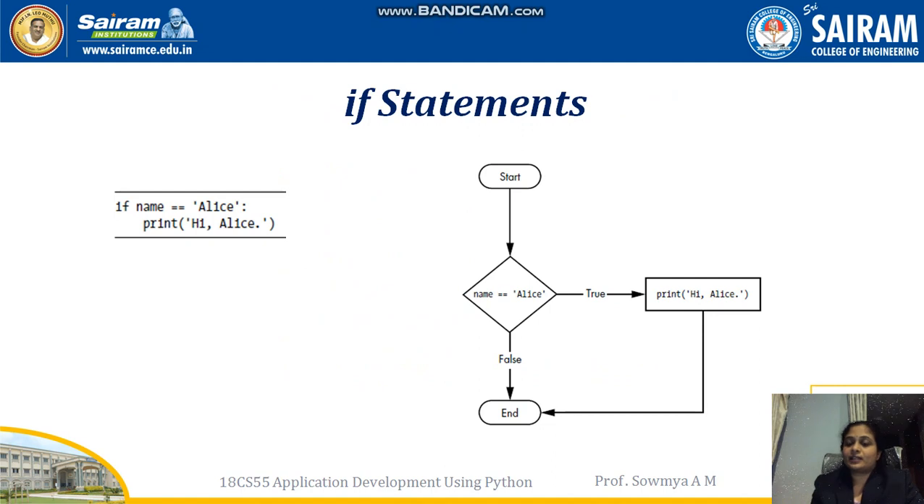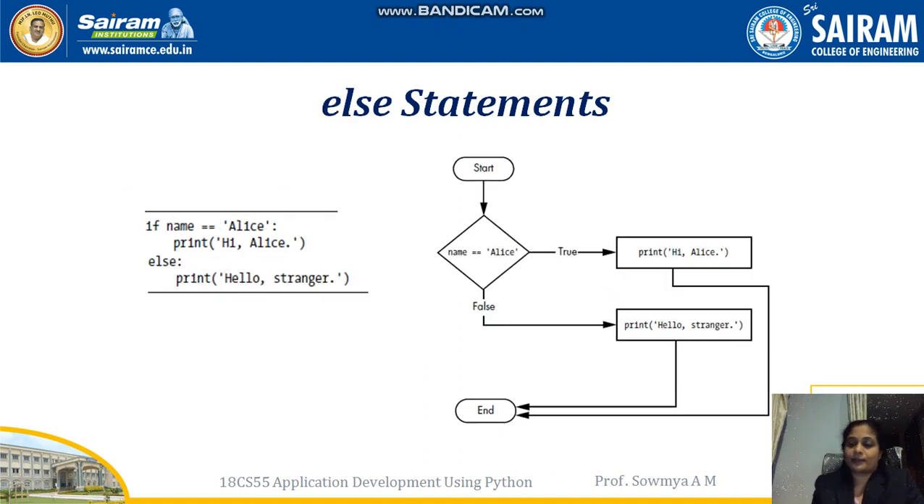First here in flow control we will see the if statement. It is very simple. If name is equal to Alice, print hi. So start, if name is equal to Alice, is it true? Print hi, then end the program. If not, end the program. It is a simple if statement. You do something if the condition is true. If not, you continue your program.